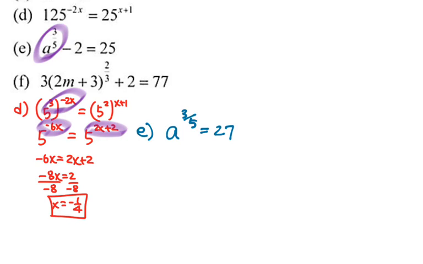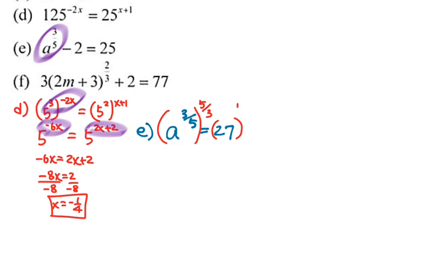By adding 2 to both sides, the 2 will cancel out, and 25 becomes 27. So just like before, how do you get rid of 3 over 5 as an exponent? We have to raise it by its reciprocal, which is 5 over 3.